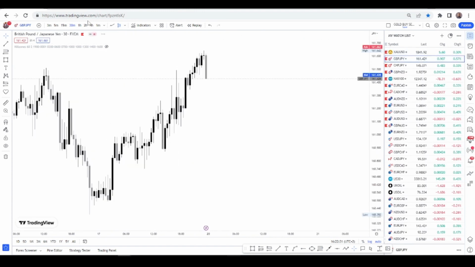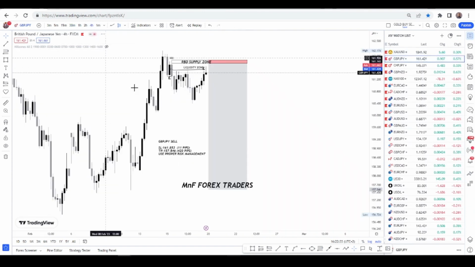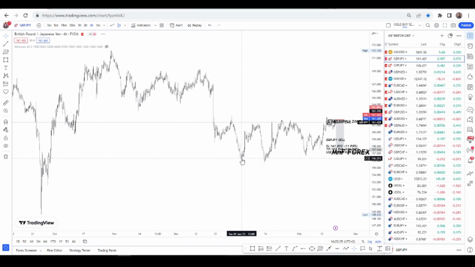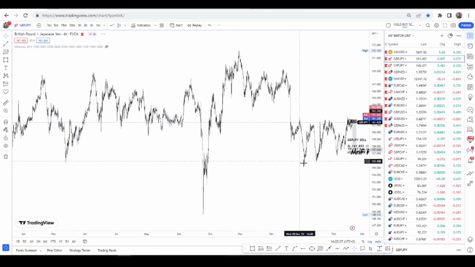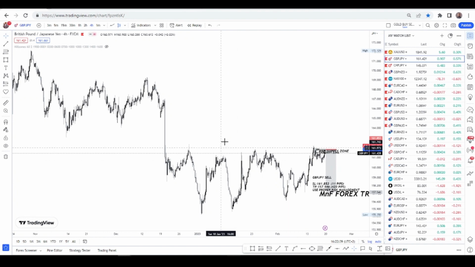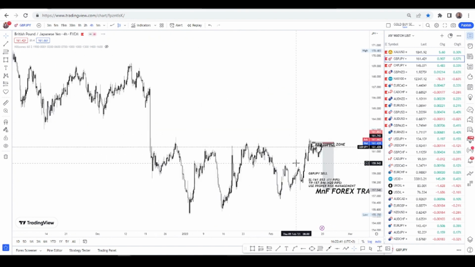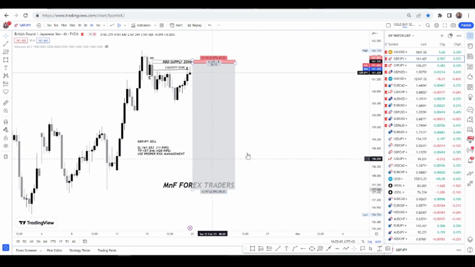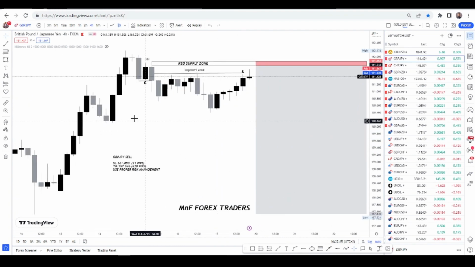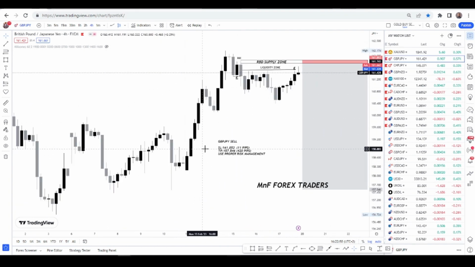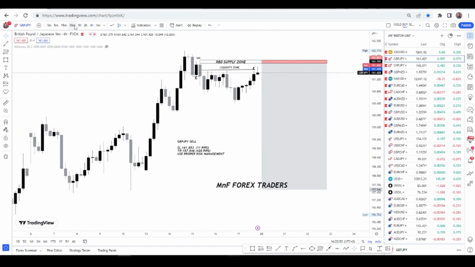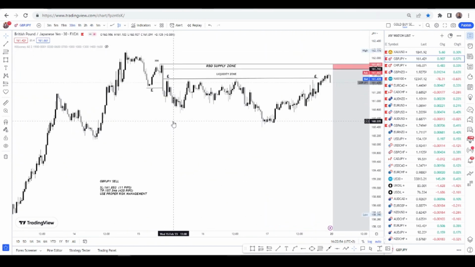The next is GBP JPY. Also, we've seen a little bit of a trend to the downside for some time. And then now we've seen this rally base drop. We have a rally base drop, okay? So you drop even further. Let's go to the 30 minutes time frame.